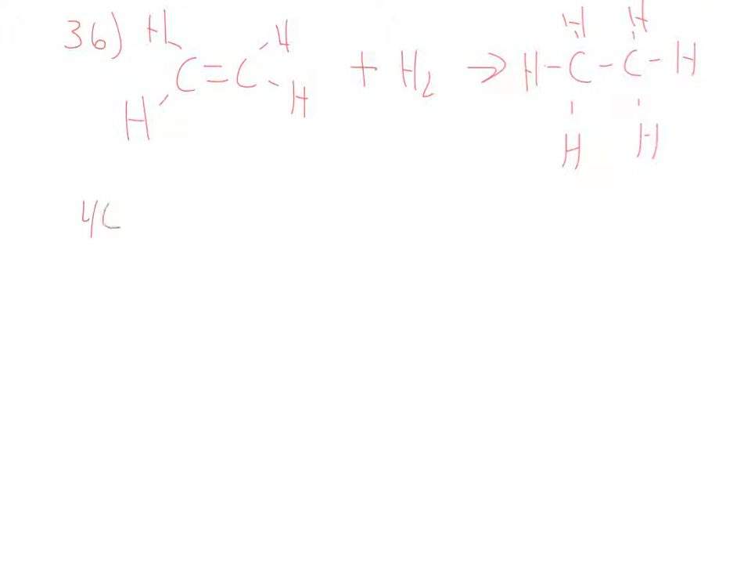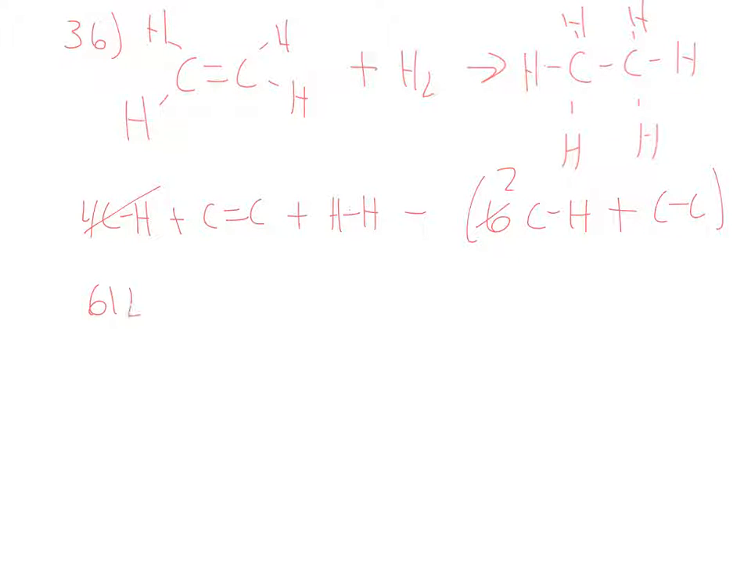I've got 4 CH bonds plus a carbon double bond plus the hydrogen single bond, minus the 6 CH bonds and the carbon-carbon single bond. So when I plug in, I can reduce this, cancel out the 4 CH on one side and leave 2 CH on the other. So the carbon-carbon double bond is still listed at 612.